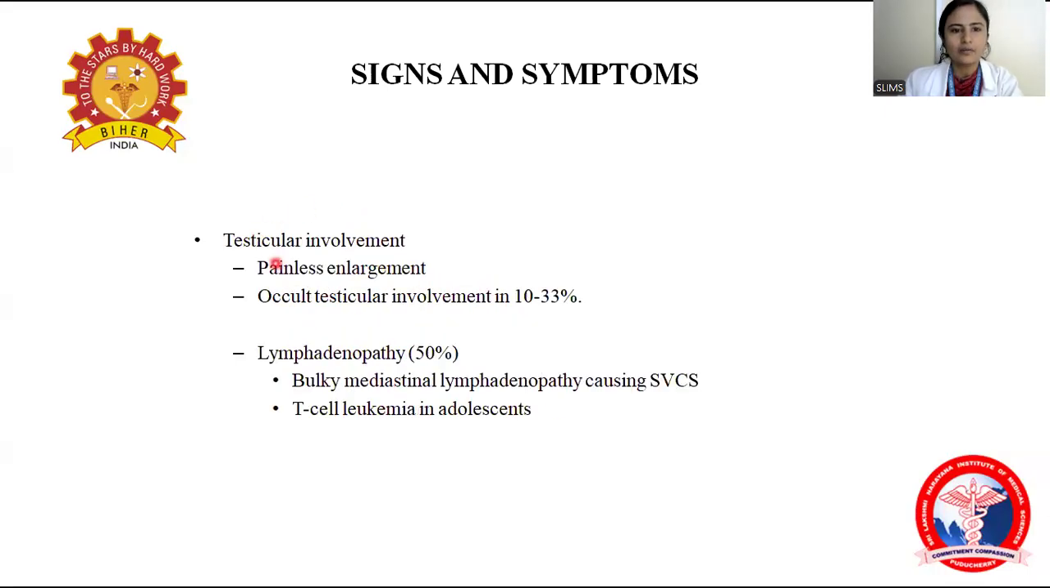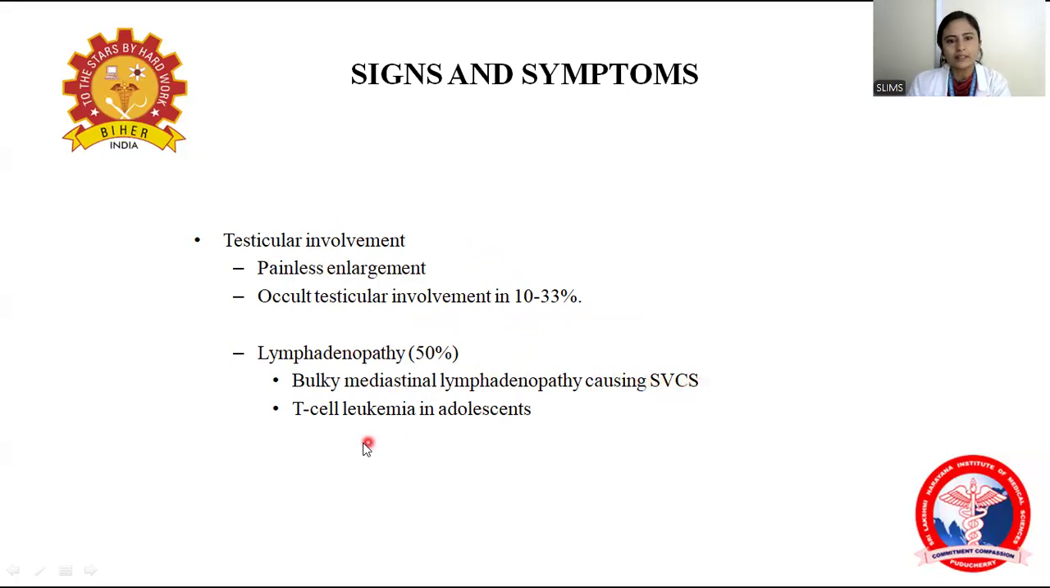If it is involving the testes, then it will present with painless enlargement, with occult testicular involvement in 10 to 33%. And if it involves the lymph nodes, lymphadenopathy is more common, about 50%. If the leukemia patient has a bulky mediastinal lymphadenopathy, it can cause superior vena cava syndrome or superior mediastinal syndrome.